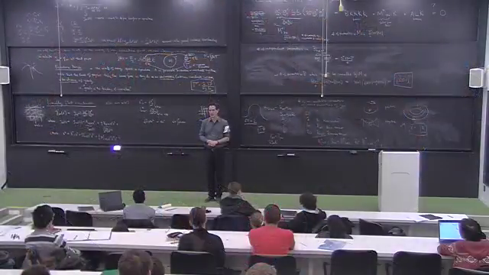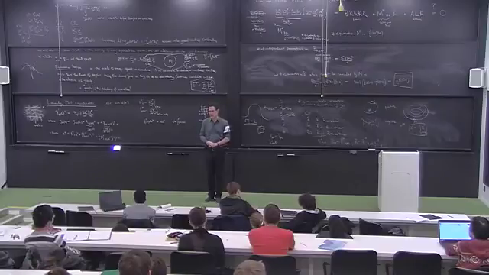So, mathematicians were just interested in geometry for its own sake. They didn't care about the physics.